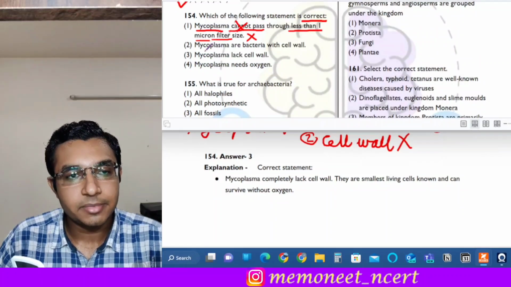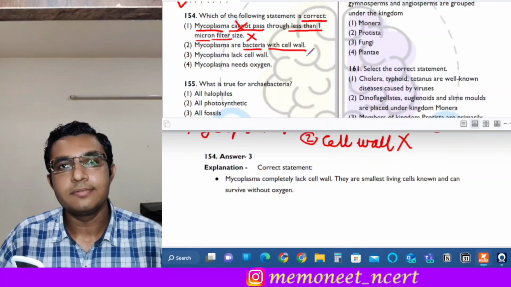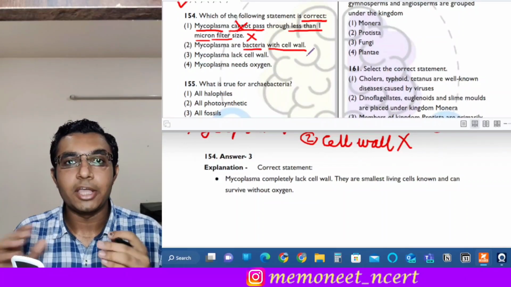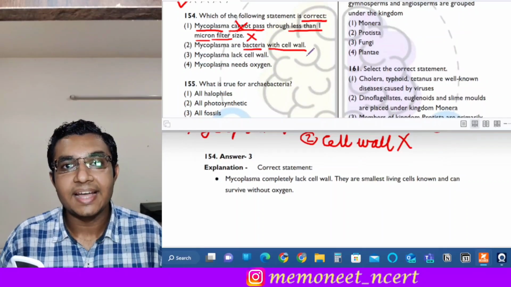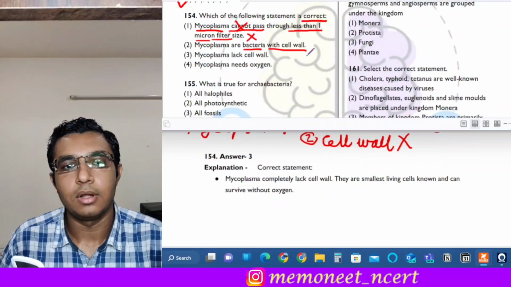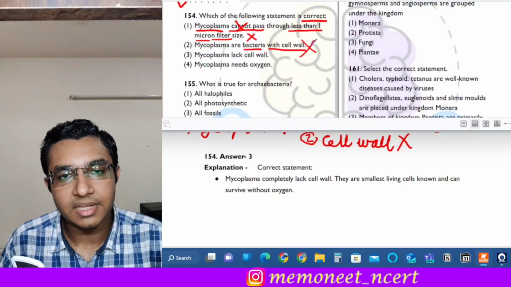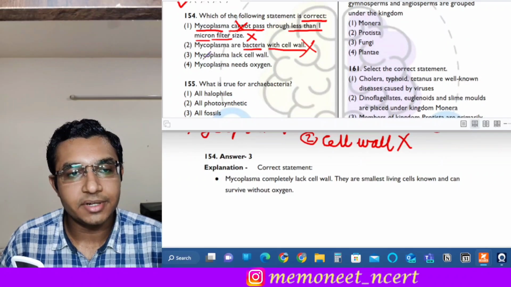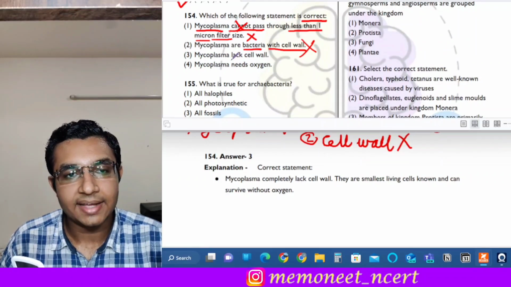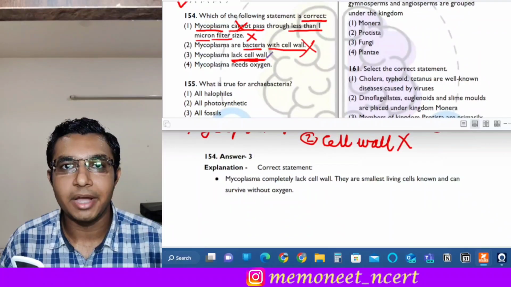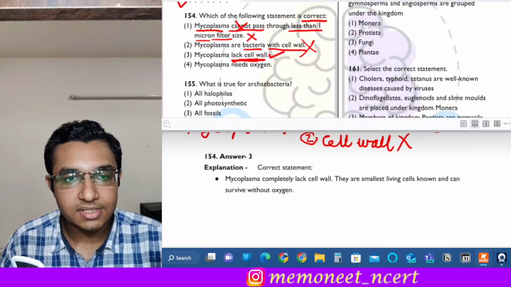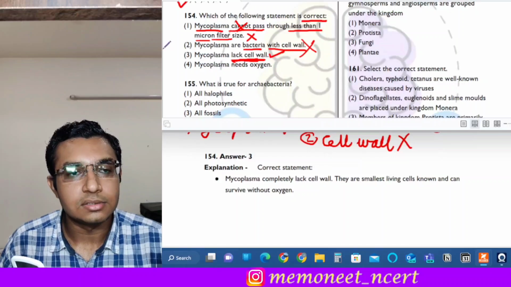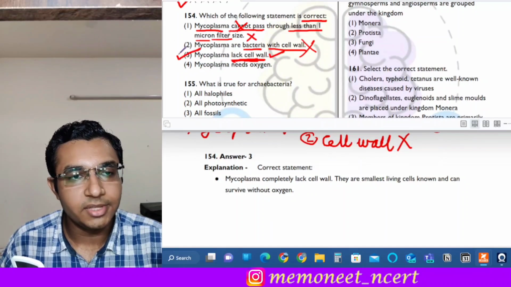The second statement is mycoplasma are the bacteria with cell wall. So as we discussed before also, the mycoplasma are the bacteria which lack cell wall. Okay, they do not have the cell wall. So this statement will also be incorrect because they lack cell wall. The third statement is the mycoplasma lack cell wall. Okay, so as we discussed that cell wall is absent in mycoplasma. So this statement is correct. Okay, so the correct answer of this question will be option 3.